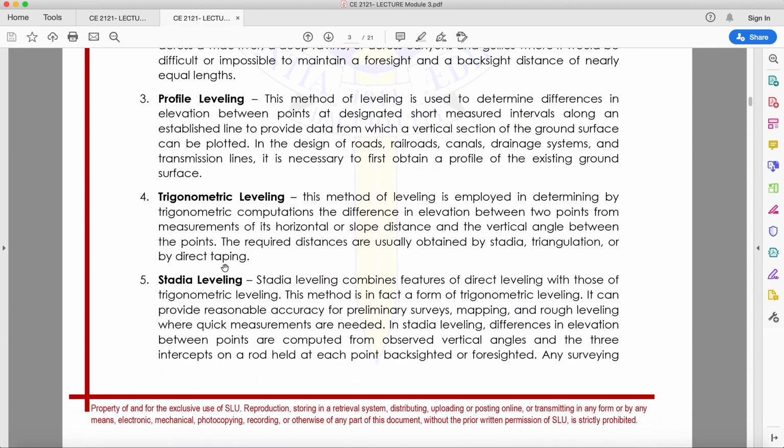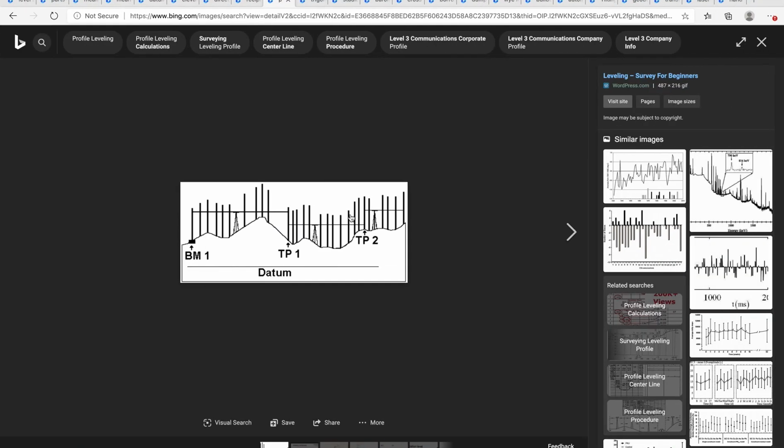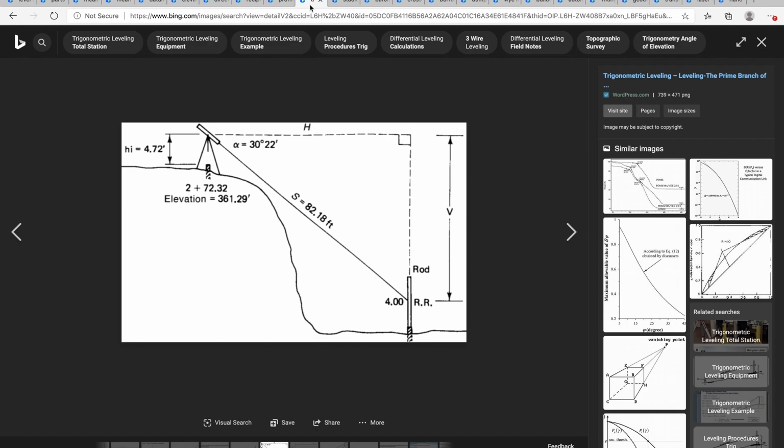Next is trigonometric leveling. This method of leveling is employed in determining, by trigonometric computations, the difference in elevation between 2 points from measurements of its horizontal or slope distance and the vertical angle between the points. The required distances are usually obtained by stadia, triangulation, or direct taping.